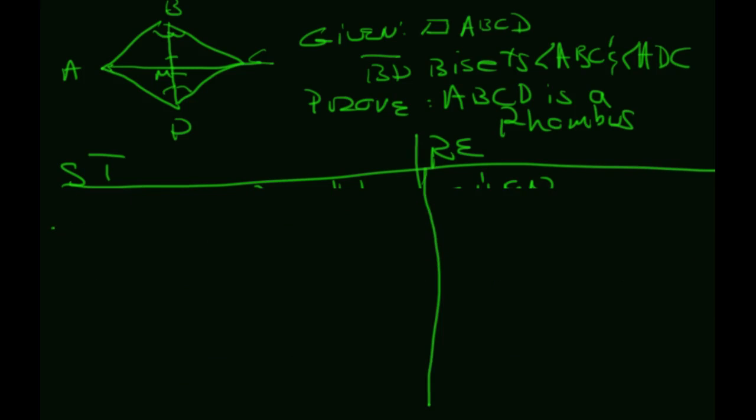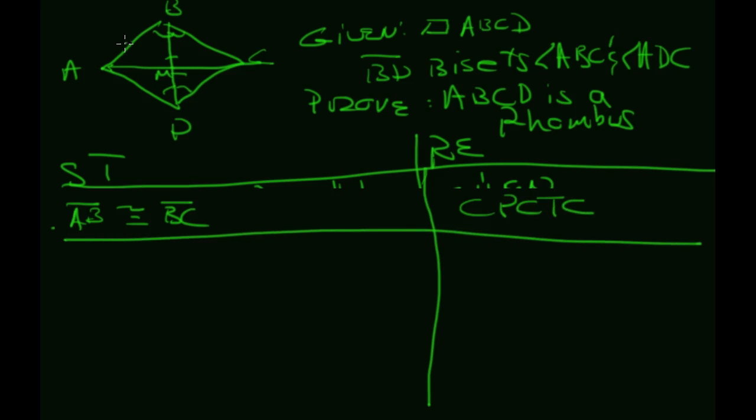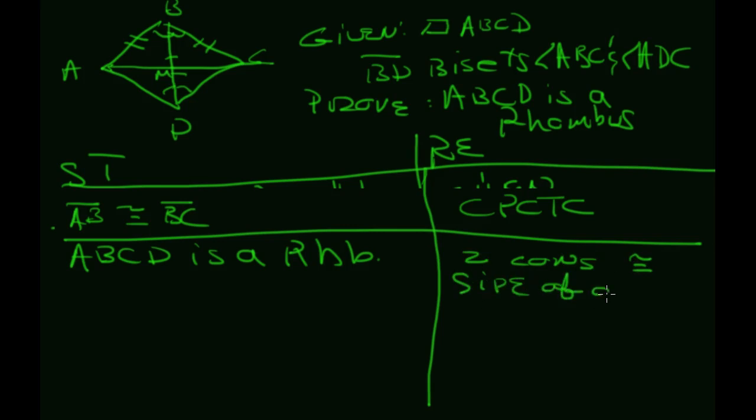All right, so we just proved the left and right triangles are congruent. That tells me that AB has to be congruent to BC. That's by CPCTC. Now I have two consecutive sides being congruent. So that means that ABCD is a rhombus. Why? Because two consecutive congruent sides of a parallelogram is sufficient to show that we have a rhombus. That was like a theorem 2 theorems back, so we have proven it.